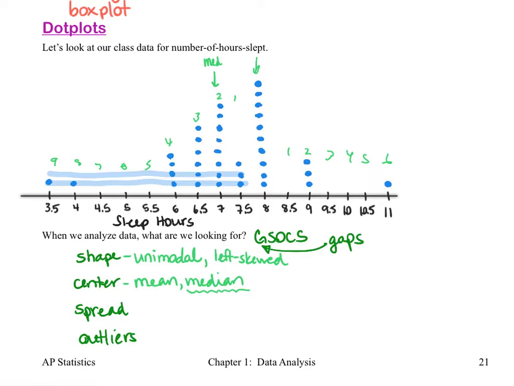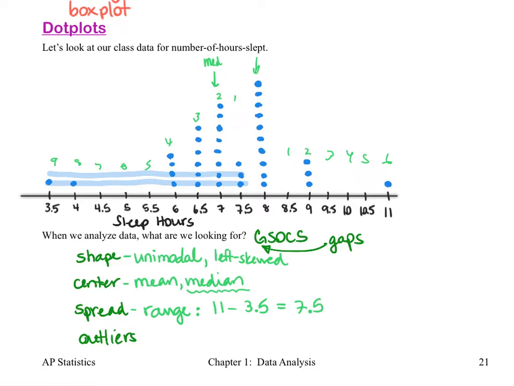In terms of spread, we haven't really talked enough about that, but for right now, let's talk about the range of values. That's one measure of spread, actually the one that we will use the least frequently, but that would be from the maximum of 11 to the minimum of 3.5, so that would give us a spread of 7.5.